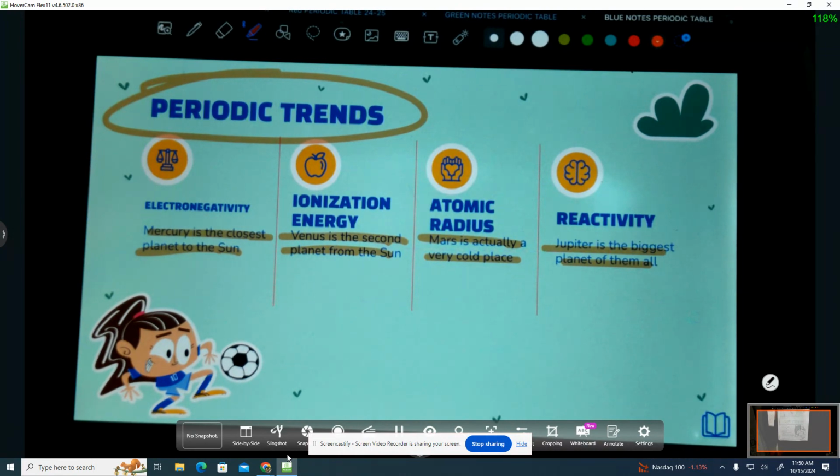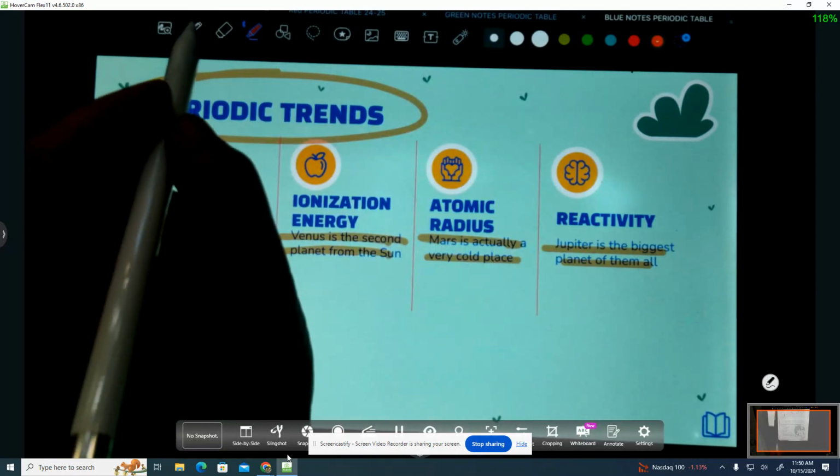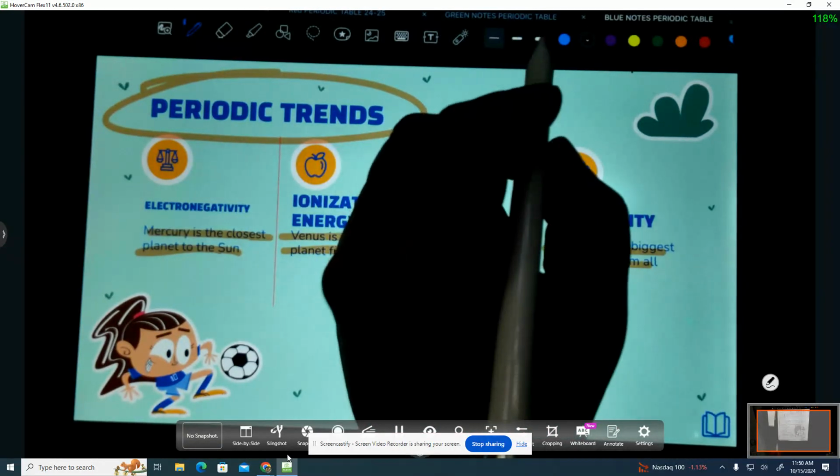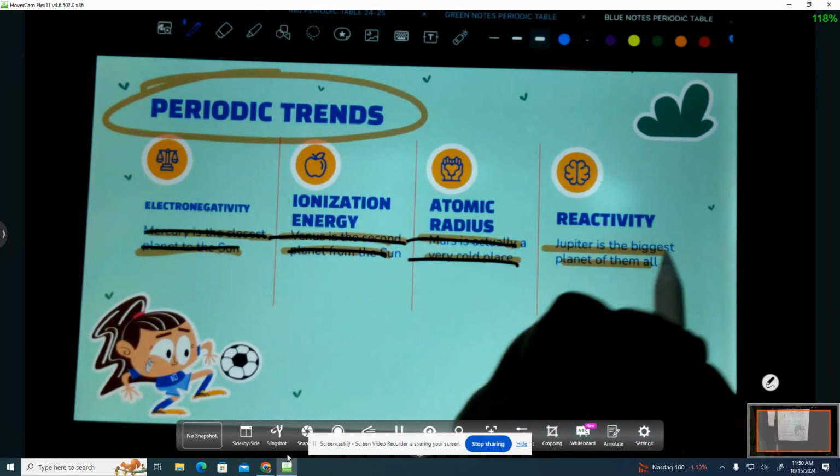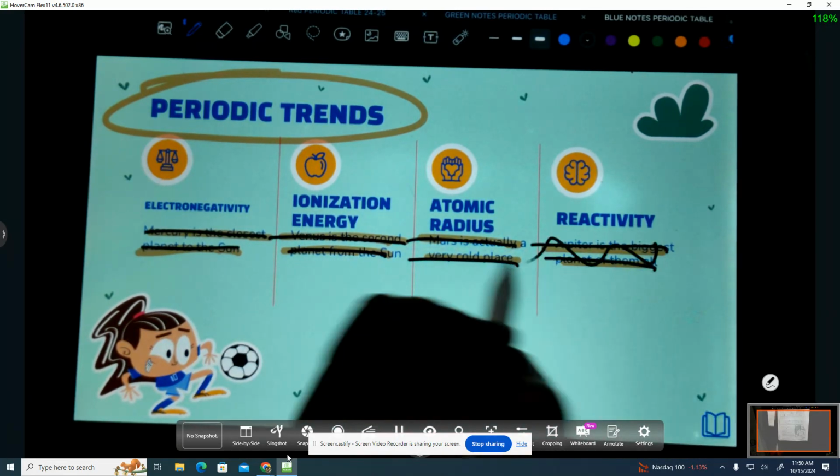Did you highlight or cross out? I crossed them out because, like I said, I never really got rid of this. It was a template. So let's just pretend this doesn't exist down here.